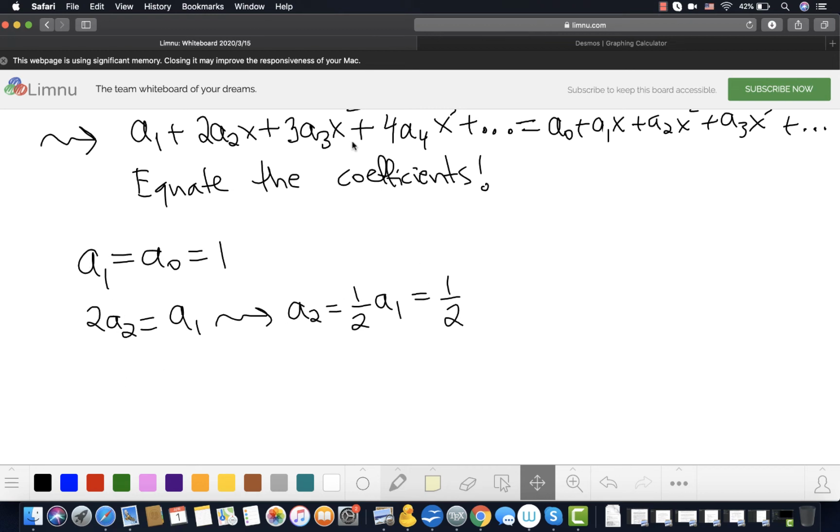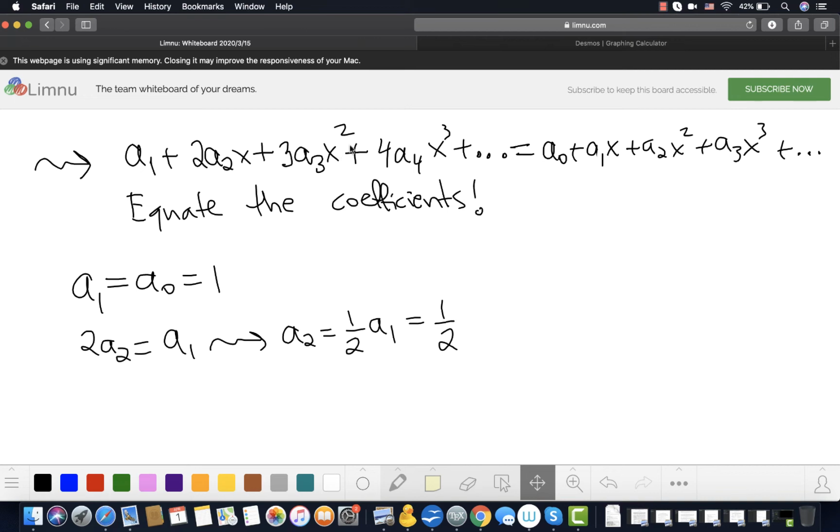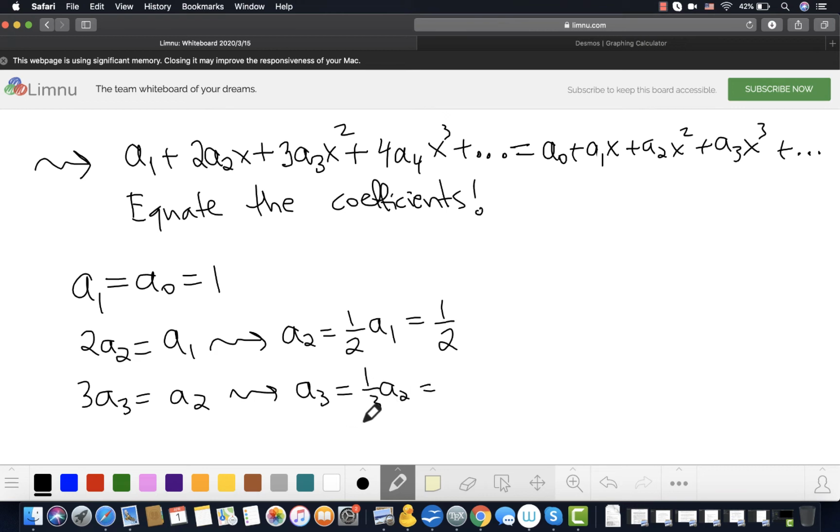Okay, let's keep going. So let's equate coefficients of x squared on both sides. You should get 3a3 equals a2. And that should tell us what a3 is. a3 is 1/3 a2. But look, I already figured out what a2 is. It was 1/2, right? From the previous line. So it's 1/3 times 1/2. If you like, it's 1 divided by 3 factorial. And if you like, this is 1 divided by 2 factorial.